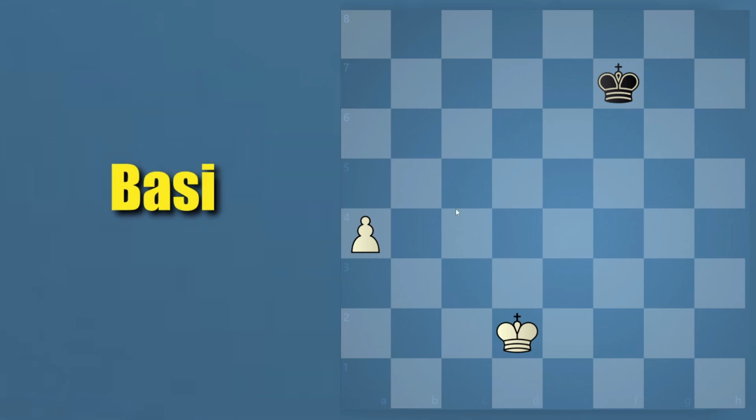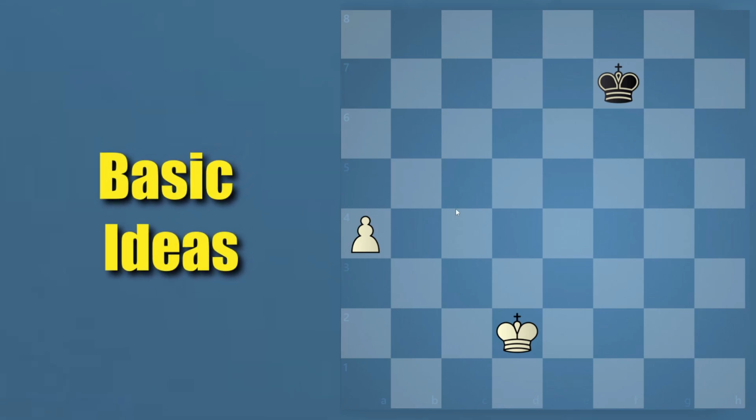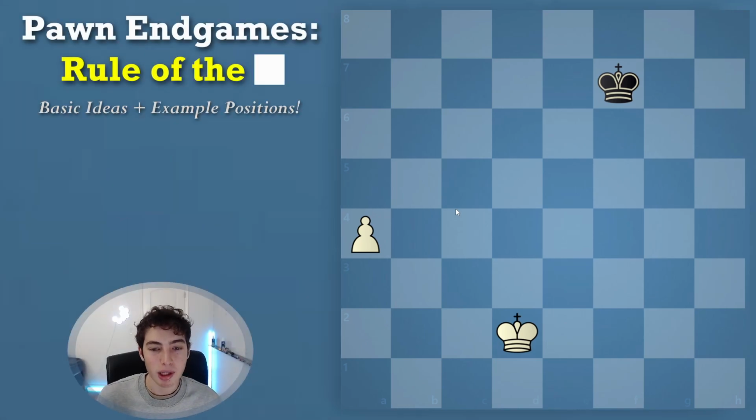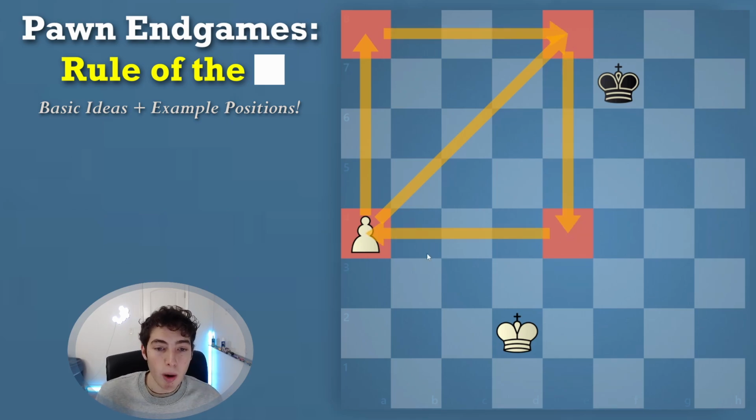So there's this idea called the rule of the square, which makes calculating pawn endgames like this one here very simple. What you have to do is the following. You basically look at your pawn, you draw the line towards the back rank, and then you draw the diagonal line towards the back rank, and you connect these two lines, and you basically make a square from that starting point.